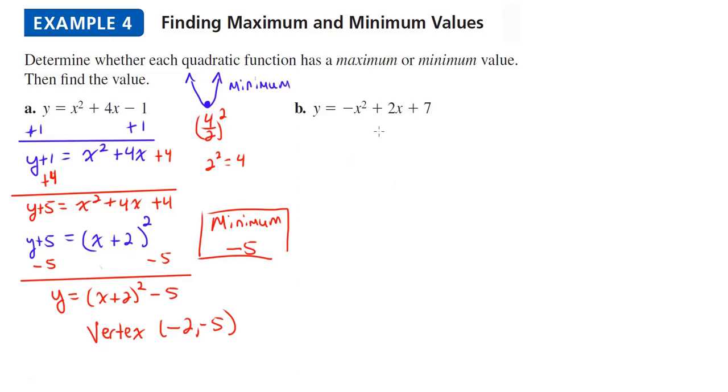So looking at example B, we have y equals negative x squared plus 2x plus 7. We see that our a value is negative, so this parabola is going to open downward, which is going to make our vertex the maximum value. So we need to go ahead and put this into vertex form. We see once again that we have this plus 7. We don't want the c value, we want our own, so we're going to subtract 7 from both sides. And this gives us y minus 7 equals negative x squared plus 2x.